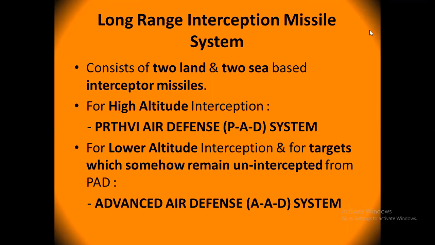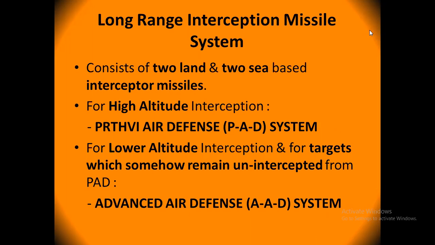Okay, so the most important point about long range interceptions is that there are basically four missiles, which are kept, two on the land and two in the water, in the sea. Here, the first, higher altitude interceptions, the Prithvi air defense system. These are launched from the land, so that once it is released, it hits the target and destroys it at the earliest possible. But sometimes there are problems.